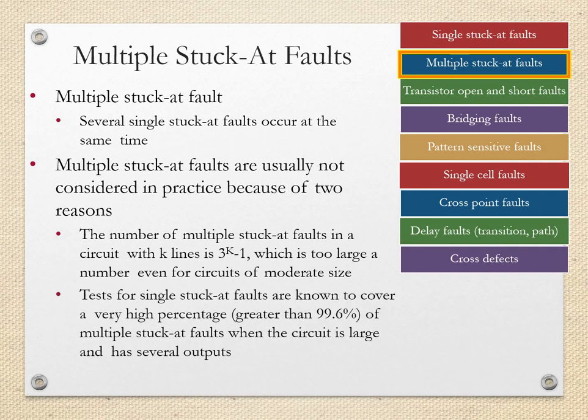The tests for single stuck-at faults are known to cover a very high percentage, greater than 99.6%, of multiple stuck-at faults when the circuit is large and has several outputs. So the single stuck-at fault model will also cover most of the faults, but for the remaining small percentage of coverage, we have to go for the multiple stuck-at fault model, which is very complicated and time consuming. So most of the time, instead of the multiple stuck-at fault model, the single stuck-at fault model is preferred.